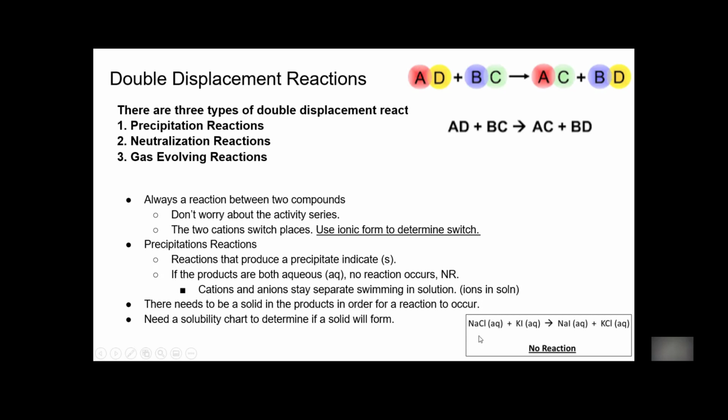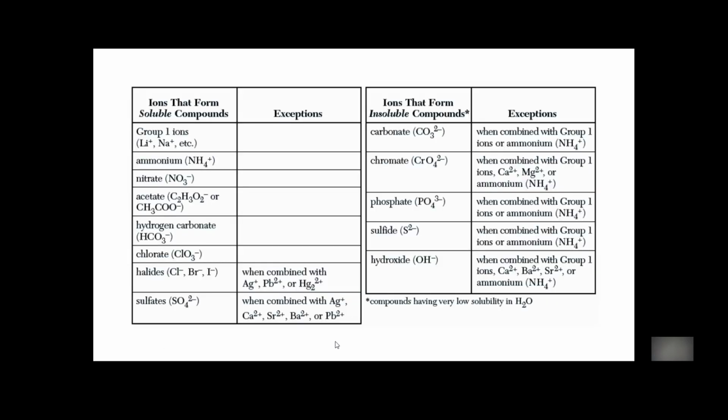So once you look at the solubility chart, you'll see that there's aqueous, aqueous, aqueous, aqueous. It's no reaction. All these ions are just swimming together in solution. And that happens. But sometimes you will still be asked to complete the whole balanced equation to show that you understand what's happening. So make sure you know whether they want no reaction or whether you have to complete the whole equation. Here's a solubility chart.